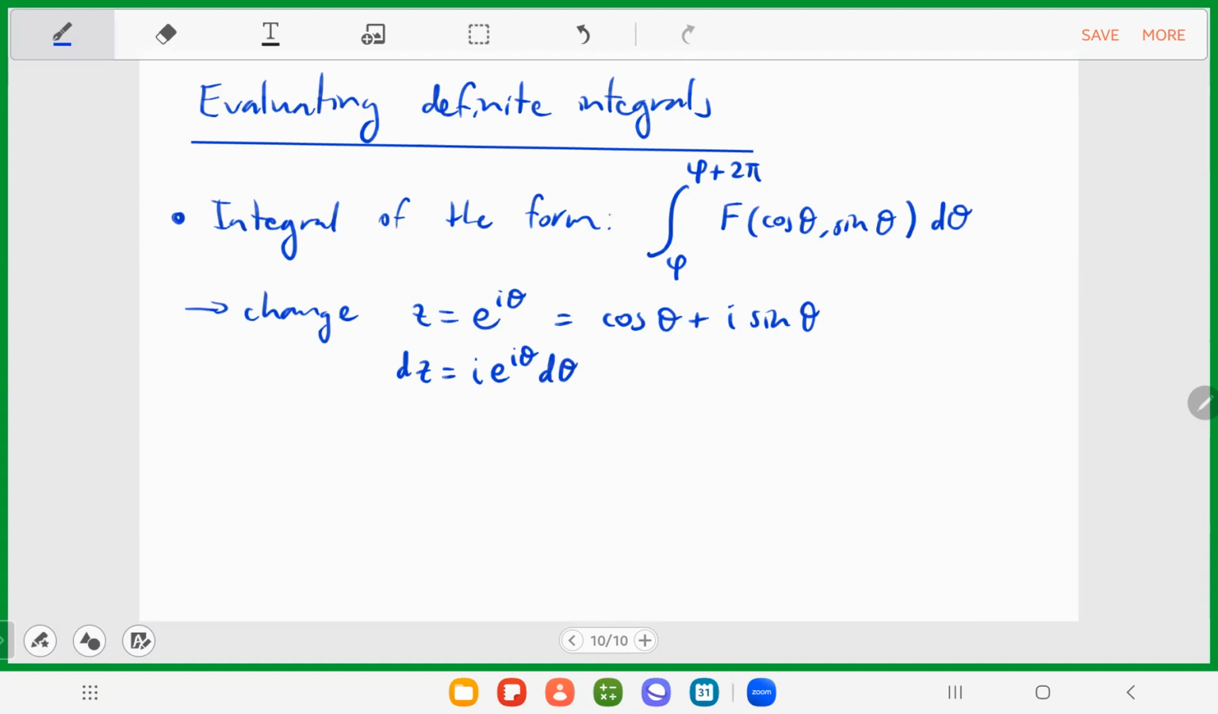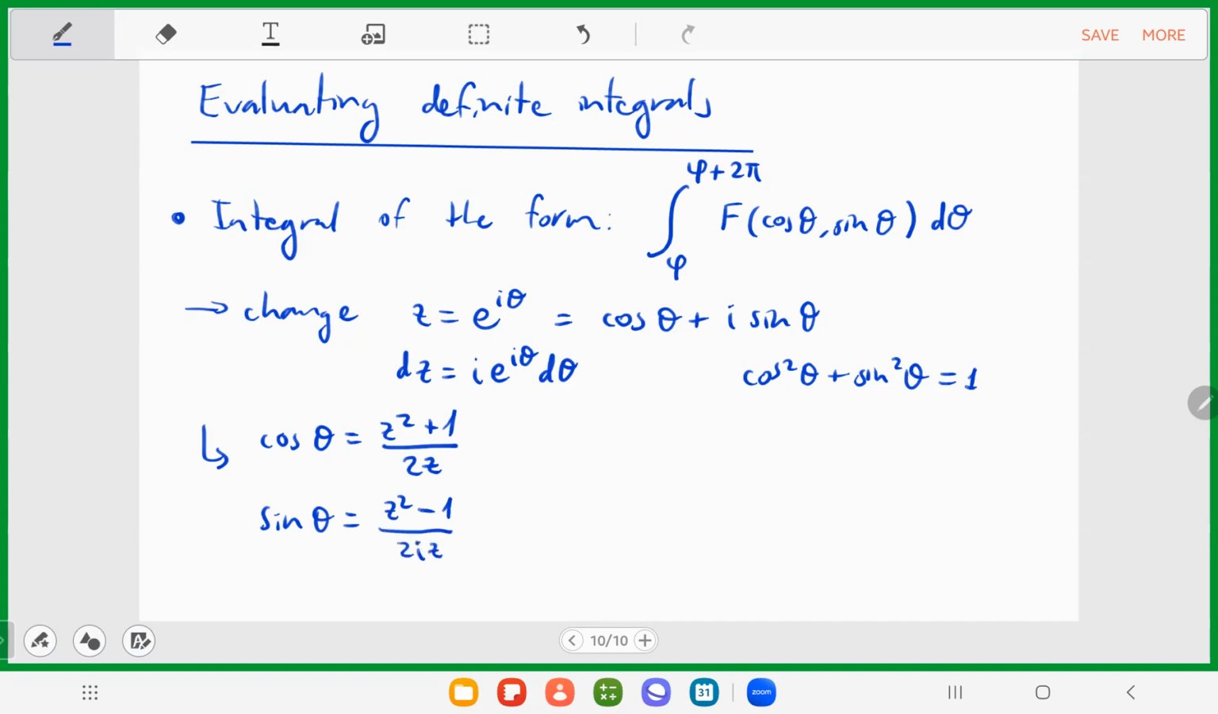Now, using these things, and remembering that cosine squared plus sine squared is equal to 1, we can change from theta to z just by substituting. Noting the cosine of theta can be written as z squared plus 1 divided by 2z, for example. The sine of theta can be substituted by z squared minus 1 divided by 2iz. And from this, you can see that d theta is going to be minus i dz divided by z, right?